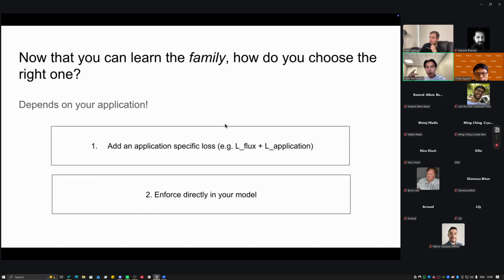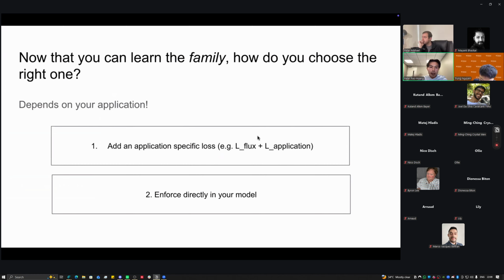I'll give you two generic recipes to do so. The first one is you add some application-specific loss. You have your main flux matching loss that, when minimized, guarantees your vector field will generate data. But then you also have some application-specific regularizer. For example, if I want a sparser vector field, I could add an L1 sparse regularizer to the flux matching loss.